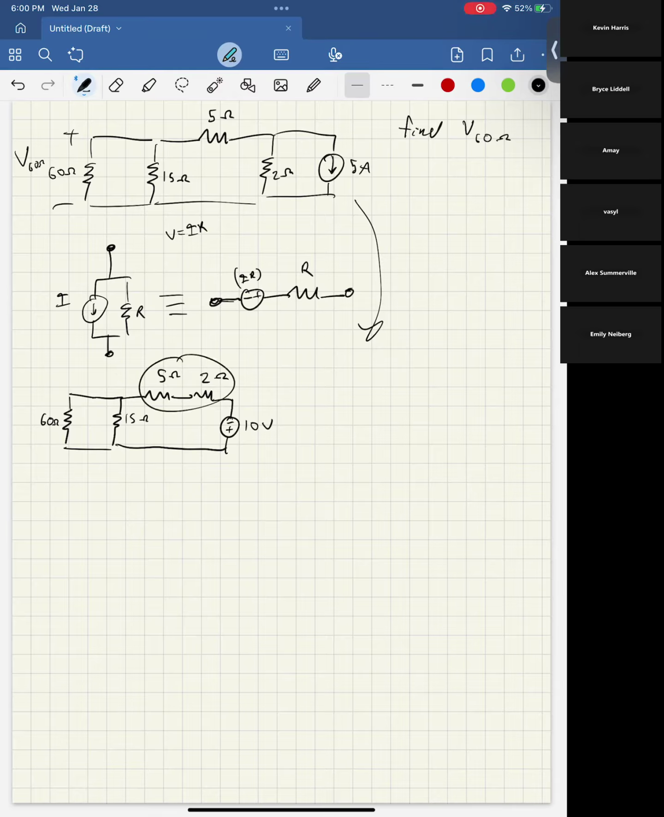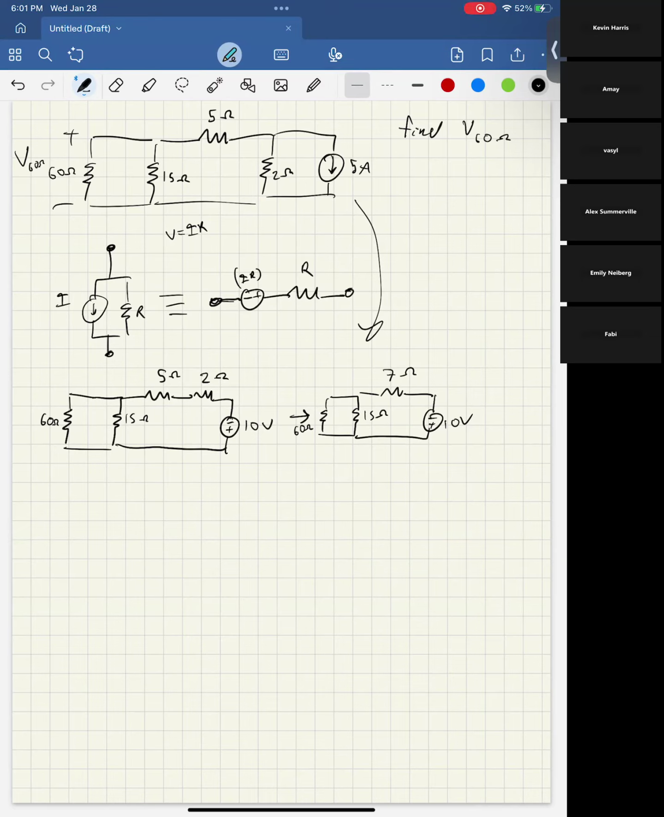So first off, we can see these are definitely in series. So I'll turn this into something like this. Yeah. And then, let's see. What you'll find in this class is there's a lot of ways to do things. Okay, I'll do this with just more source transforms because that's the most straightforward way to do it.